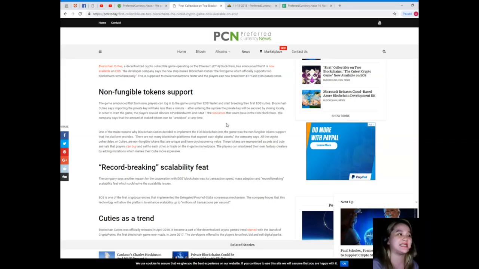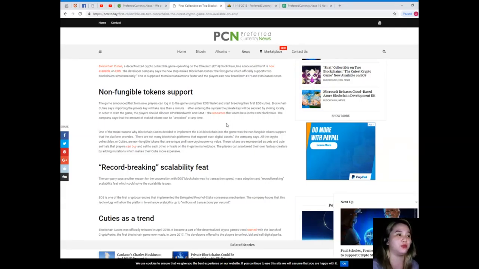Blockchain Cutest says importing the private key will take less than a minute. After entering the system, the private key will be secured by storing locally in order to start the game. The player should allocate CPU, bandwidth, and RAM, the resources that users have in the EOS blockchain. The company says that the amount of staked tokens can be unstaked at any time.